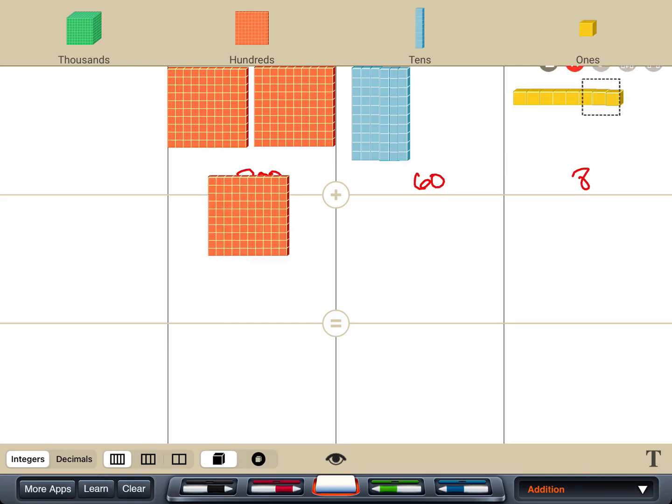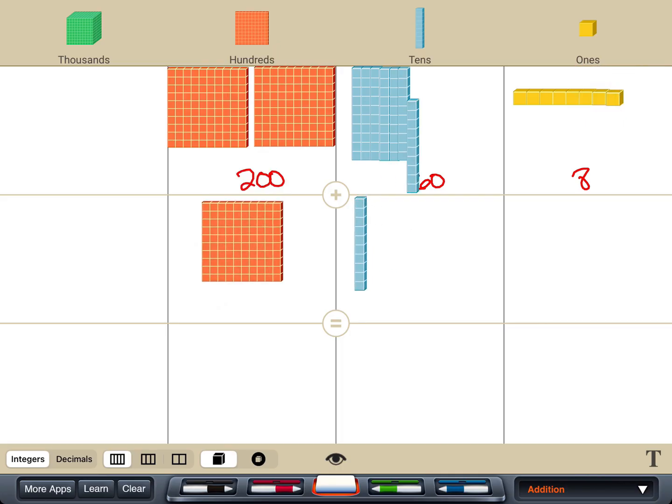Now we're going to model 147. 147 has 1 hundreds block, 4 tens rods, and 7 ones cubes. Let's combine them to find the sum.